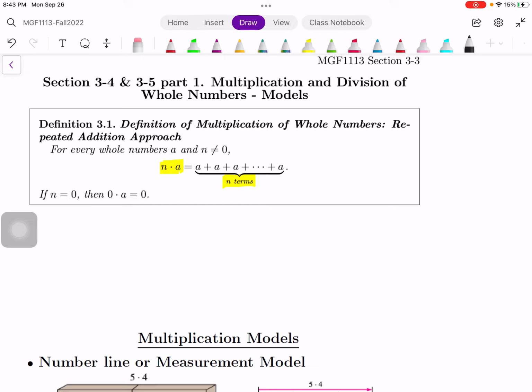So let's say 3 times 4 will mean that 4 has to be added 3 times, and that means 12. So your n here is 3, and your a here is 4. So 3 times 4 means 4 added 3 times.